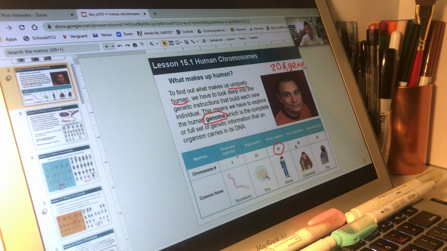So how many chromosomes do they have in total? 4. What about rice that we eat? I love rice. It has 24, okay? 24. Now, rice is simpler than roundworms, but it has 24. So that means that rice has a lot of junk DNA.